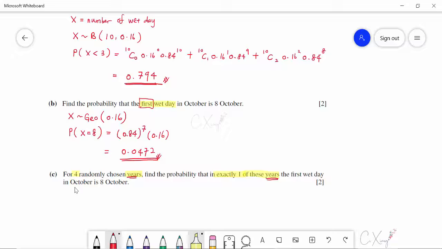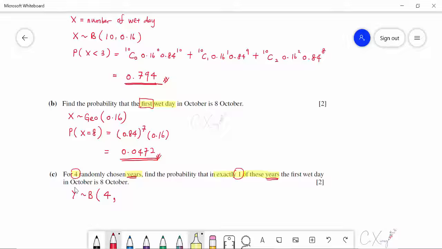Now if you look at the structure of the question again, you have 4 years, and then in one of the years something happened. So generally this structure still belongs to binomial distribution, but instead of being concerned about the wet day, they are now more focused on the years. You can write it out if you want. I will change the variable here: y is binomially distributed, where y is the number of years, 4.